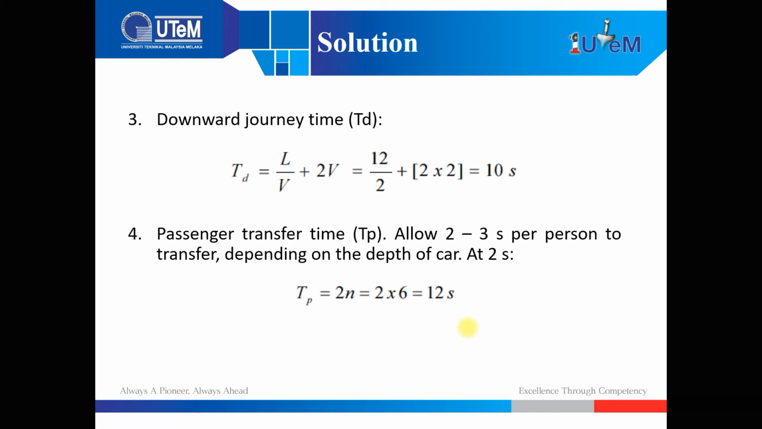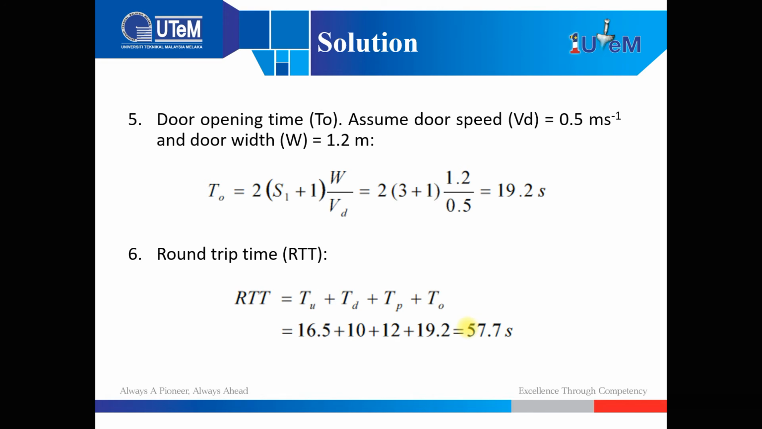So kita imagine that the first initial condition, elevator cab tu dia ada maximum number of passengers iaitu 6, and then dia keluar masuk passenger yang baru, ambil masa dalam 12 second lah. And then the door opening time, assume door speed is 0.5 meter per second, and the door width is 1.2 meter for example. Then substitute into this equation, then kita dapat the time for the door opening is 19.2 second, and then the round trip time is the summation of the upward time, downward time, the passenger transfer time, and also the door opening time. Okay, so total is 57.7 second.